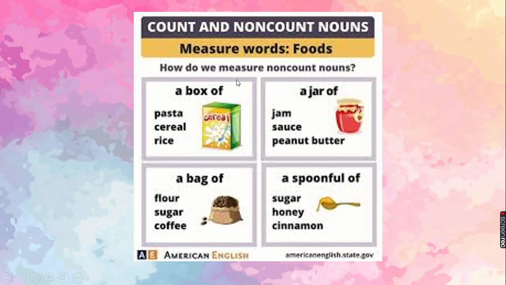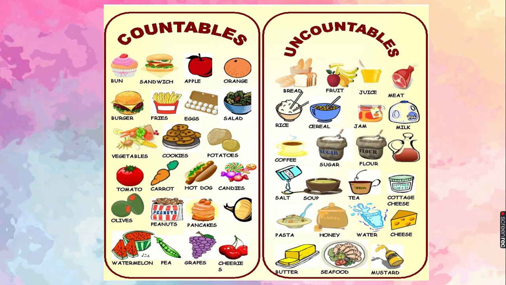And if we want to say more about it, then we can use these words: a box of, a jar of, a bag of, a spoonful of. For example, I have 5 boxes of cereal. So that is more complicated now. So let's just get to know more about non-count nouns. Okay? Here we go. So there's a lot of food that are non-count.